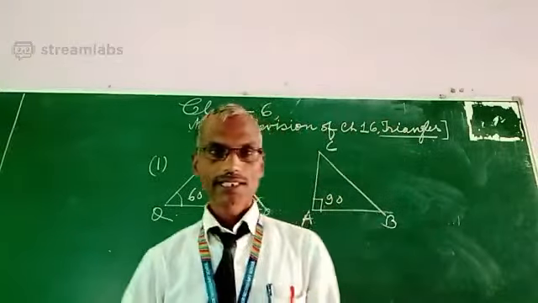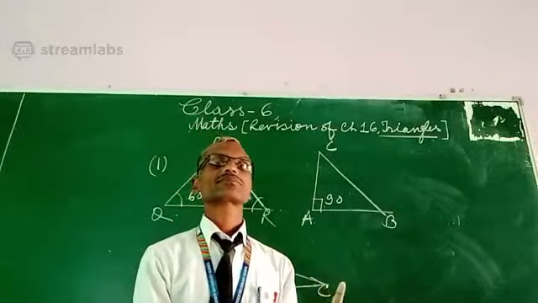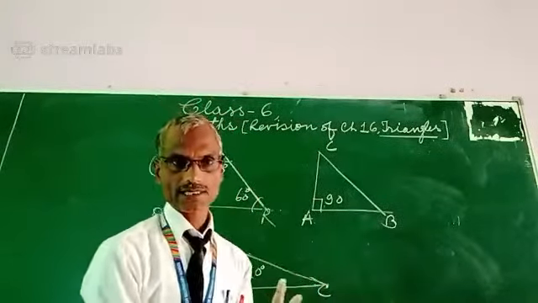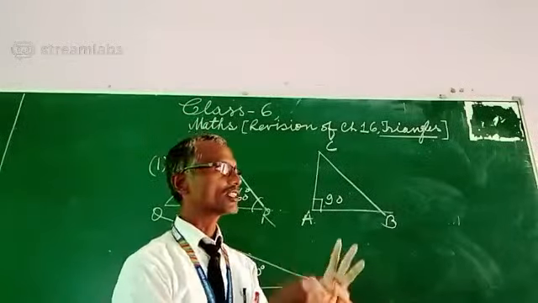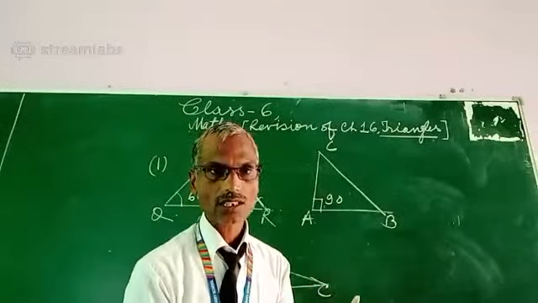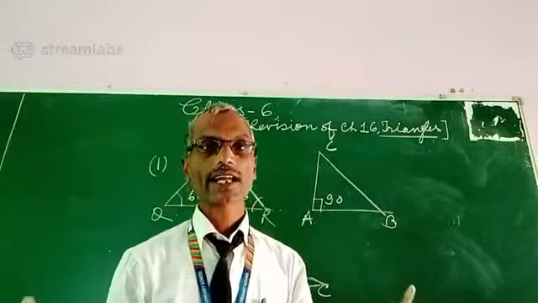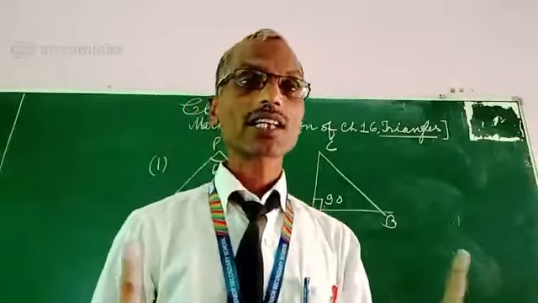Clear students? Scalene triangle, isosceles triangle and equilateral triangle. There are 3 triangles based on sides and 3 triangles based on angles: acute, right angle and obtuse. These are our types of triangles. Okay, now it is clear.